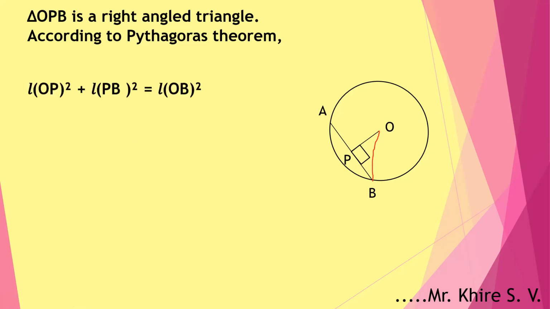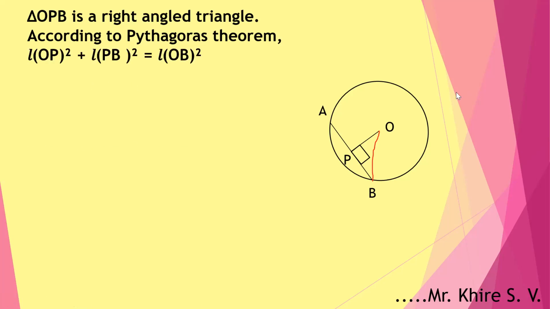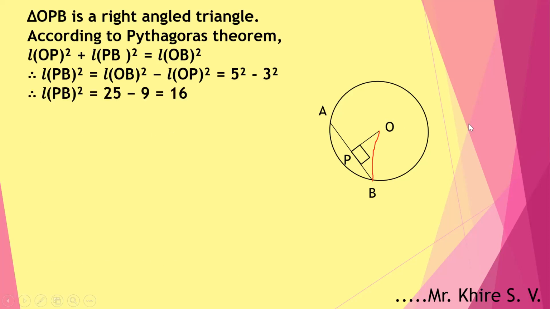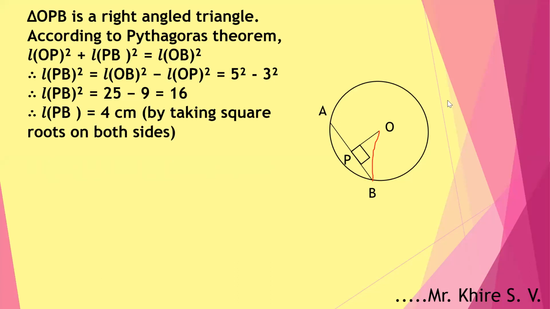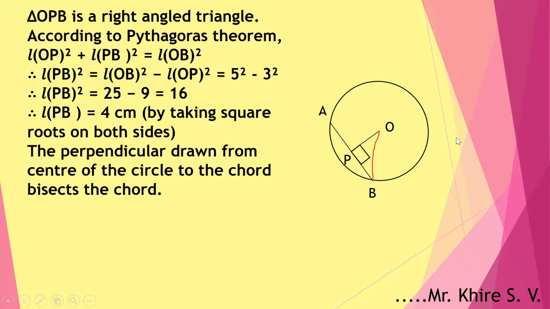Therefore by Pythagoras theorem, we know the theorem, hypotenuse square equals one side square plus other side square, that is length OP square plus length PB square is equal to length OB square. Now put the values, length PB square is equal to length OB square minus length OP square, that is 5 square minus 3 square. Square of 5 is 25, square of 3 is 9, that is 25 minus 9 is equal to 16. Now taking square roots on both the sides, we get length PB is equal to 4 centimeter.